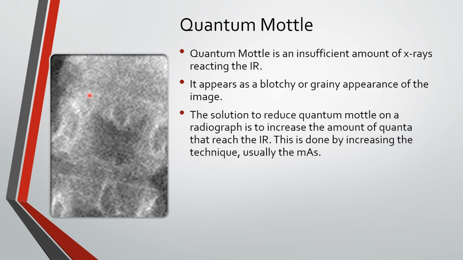So the solution to reduce quantum mottle on the radiograph is to increase the amount of quanta that reaches the IR. The amount of quanta is the amount of X-rays. That's the quanta we're dealing with here. This is done by increasing the technique. Usually we increase the mass.